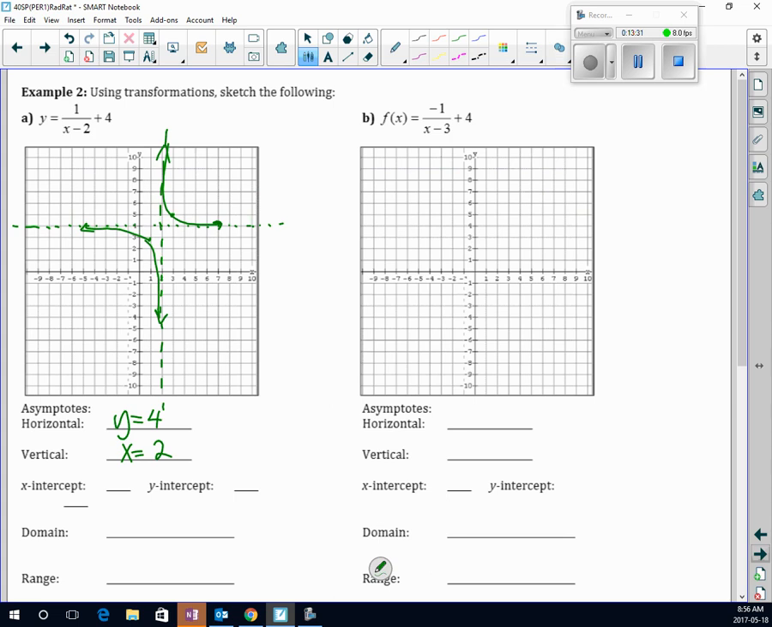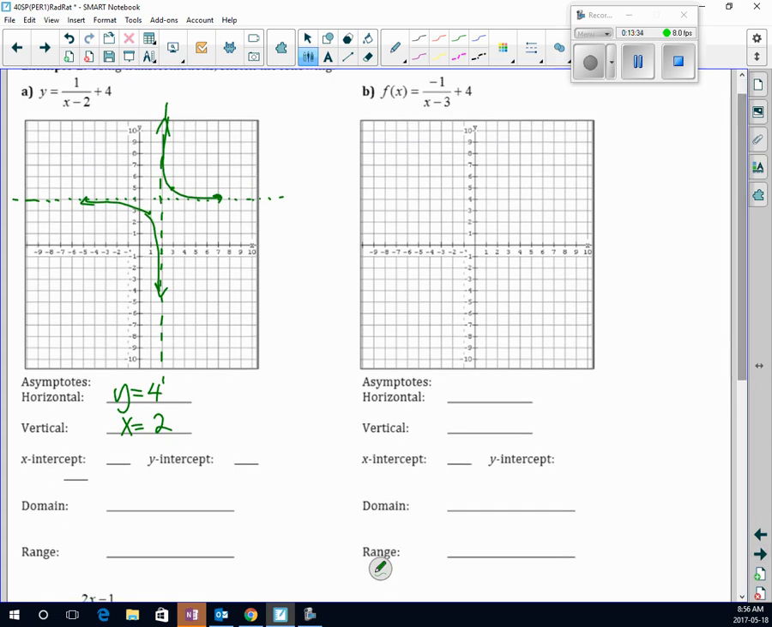What's the x-intercept? So how would I solve the x-intercept? Set y to 0. So 0 equals 1 over x minus 2 plus 4. Move the 4 over. I get negative 4 equals 1 over x minus 2. Here's another example where cross multiplying better be your friend. Cross multiply it over. Negative 4x plus 2 equals 1. Negative 4x equals negative 1, x equals a quarter.